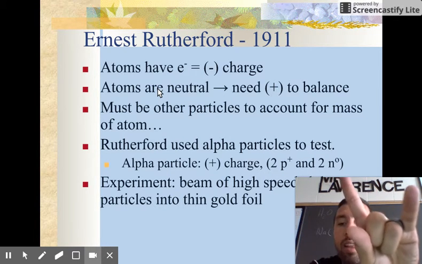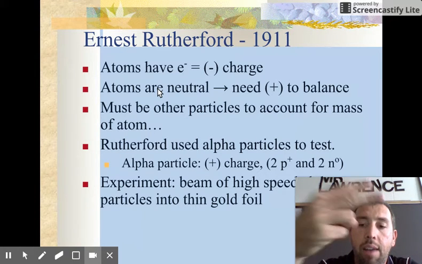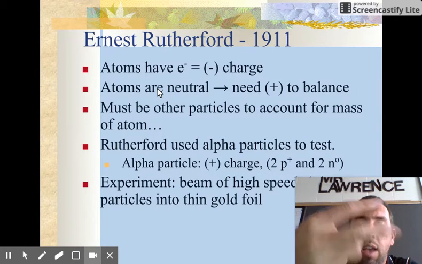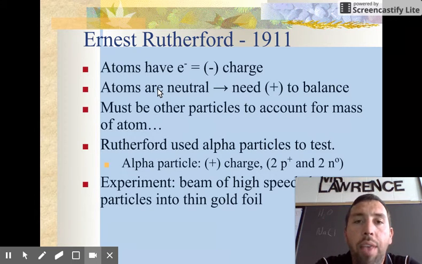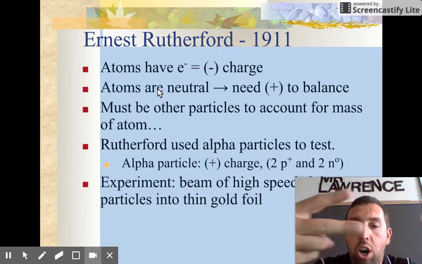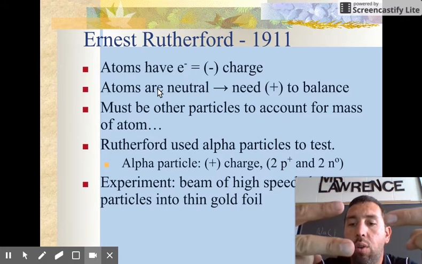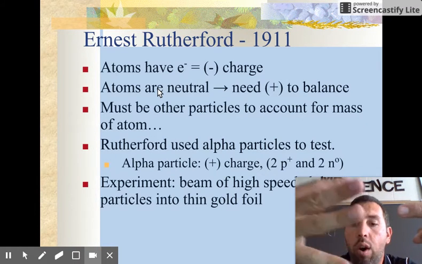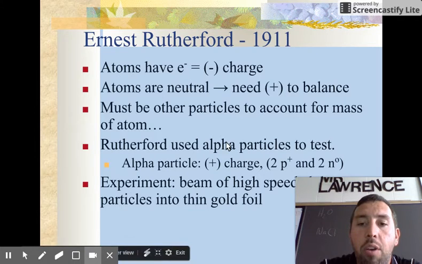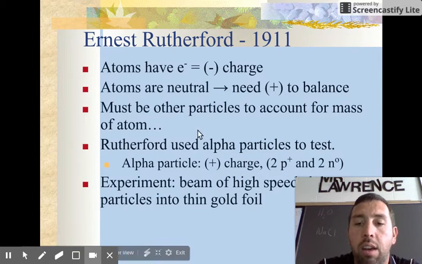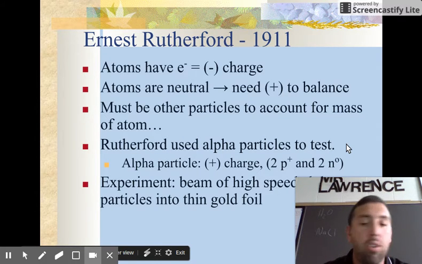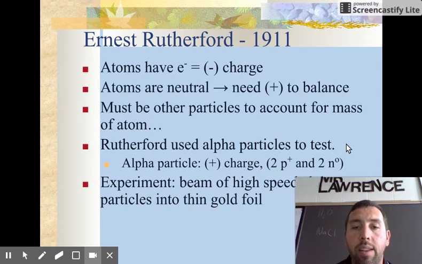But when he looked at the helium, he realized it would have a charge of 2 when it took away the 2 electrons, but it would have a mass of 4. So what the heck's going on? When I doubled the charge and went from 1 to 2, my mass went from 1 to 4. So he had to realize there was some other particle in there that accounted for the mass but had no charge, and therefore he came up with the idea of a neutron. And so when he took this idea of a neutron and he wanted to see what was going on inside the atom, what did it look like? Did it look like the plum pudding that Mr. Thomson imagined, or did it look like something else?